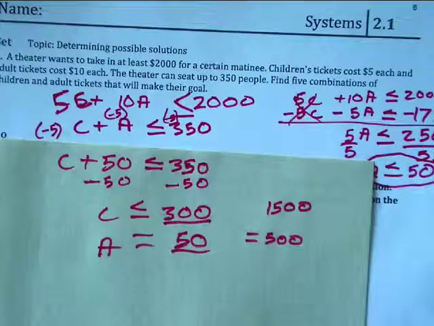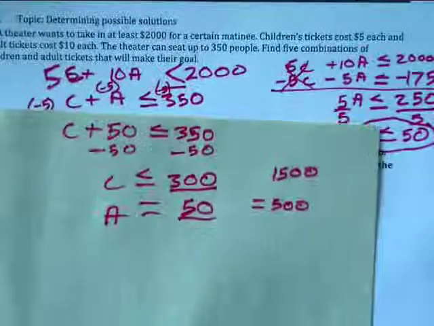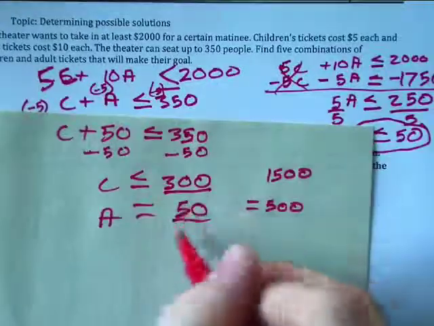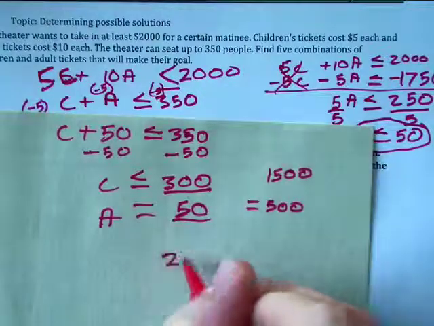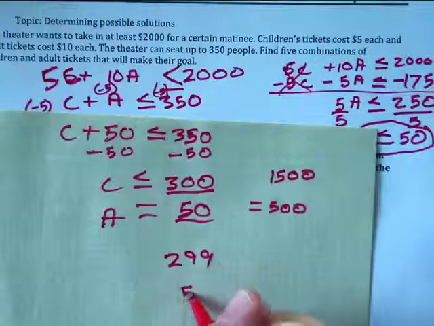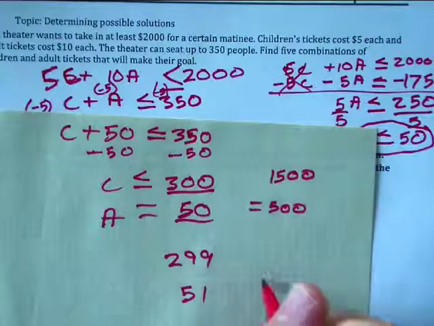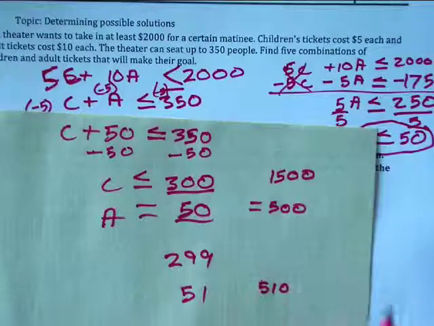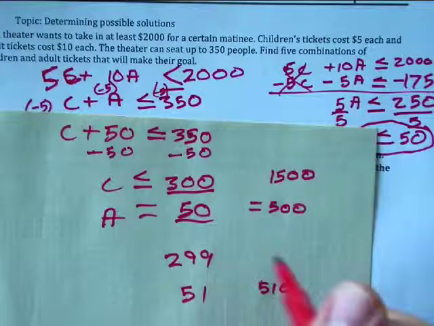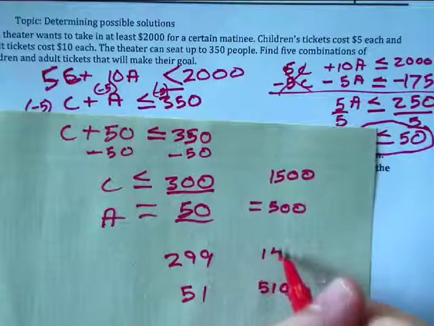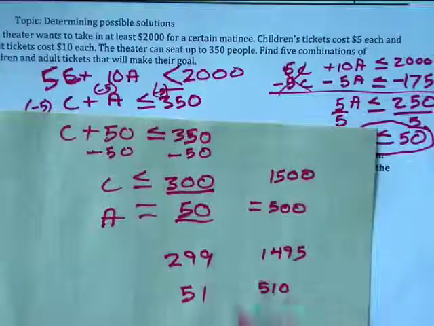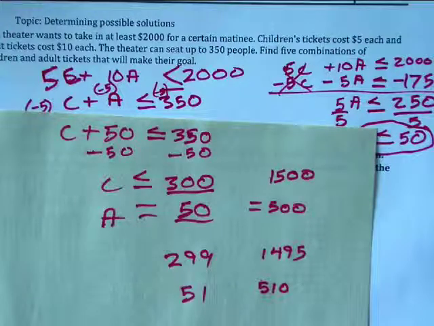Now we need to come up with several more, right? Well, what happens if we just drop that by 1, 299 and 51? Will that still work? Well, 51 times adult tickets at $10 gets us 510. And one less child at $5 each will get us $1,495. Yes, that is still over the $2,000 goal.